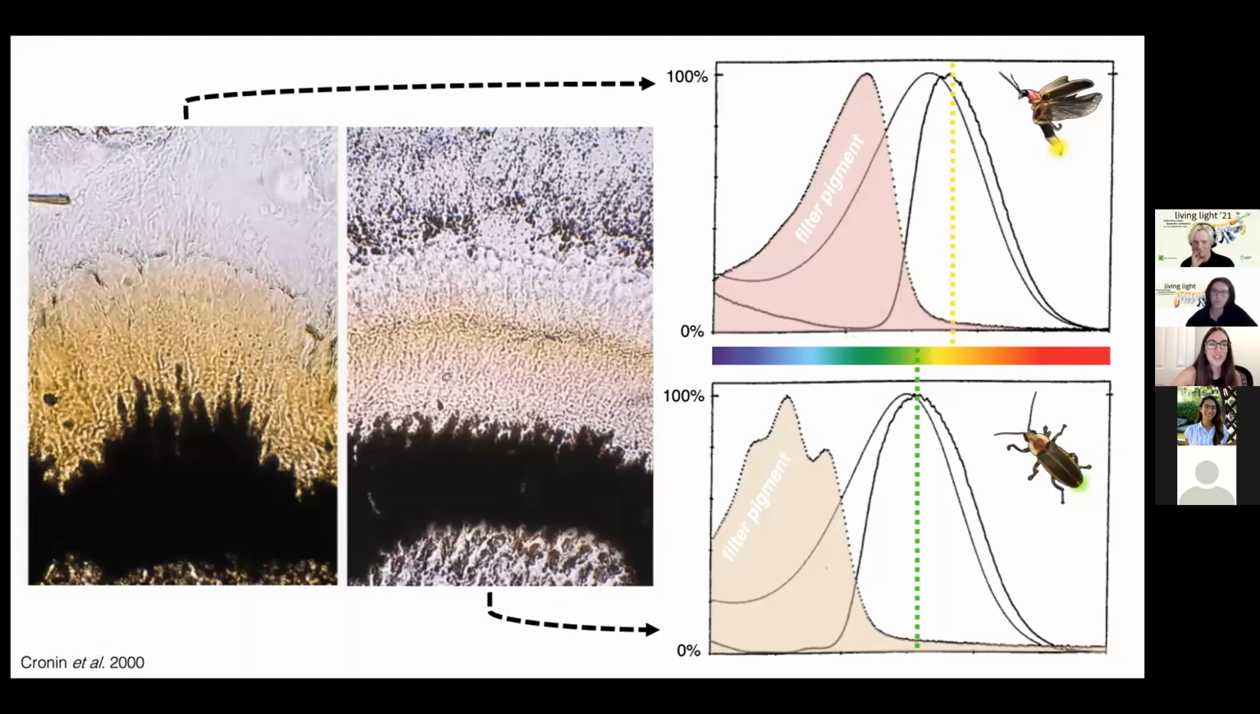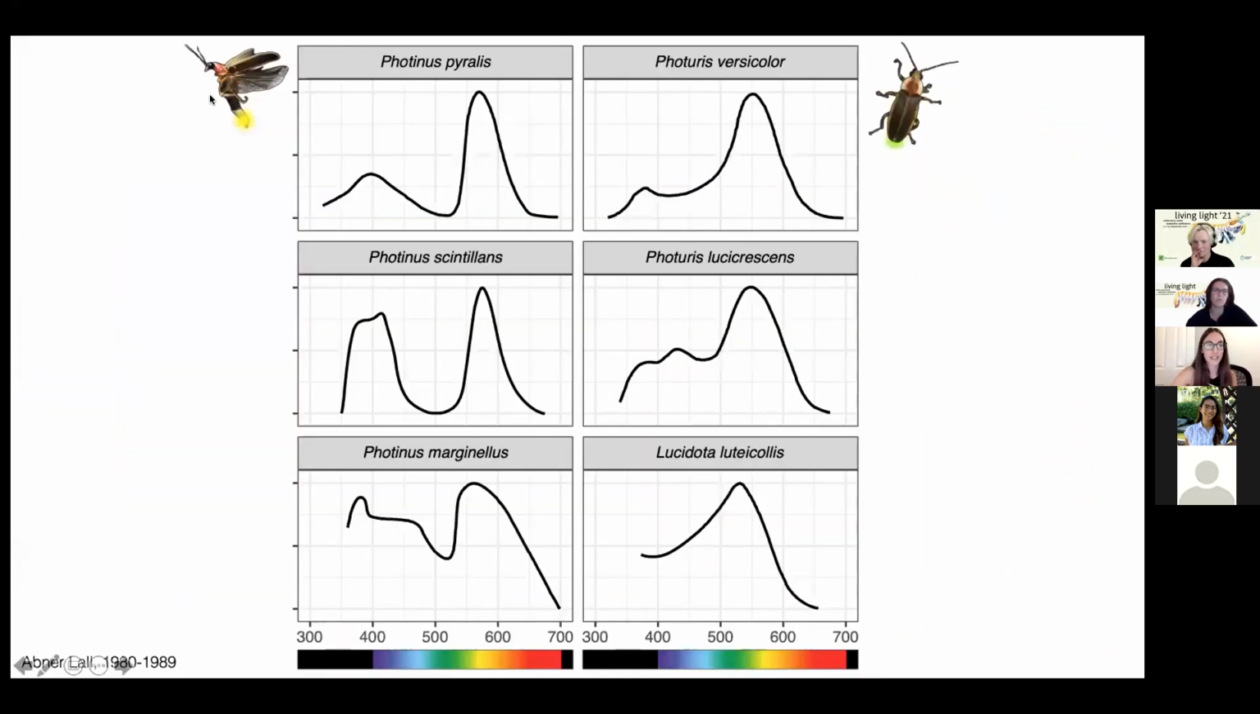Okay, so this is such an elegant hypothesis, and it is backed up by some data. These are electroretinograms collected by Abner Lal and colleagues a while ago. On the left, these three graphs are all crepuscular firefly species. You can see they have a peak sensitivity of around 575 nanometers, let's say, which is pretty yellow. Over here on the right are two nocturnal fireflies with peak sensitivities right at 550. And down here, this is a day active firefly I just put in for fun. So wonderful, we have 5 data points and they look great.